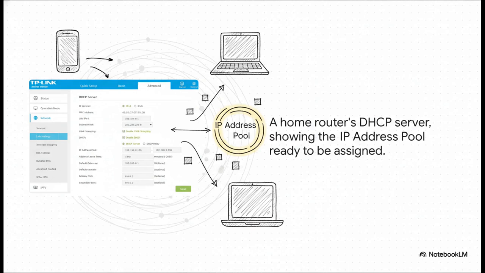And this is what it actually looks like in the real world. This is basically the control panel for the DHCP server running inside a normal home router. See that part that says IP address pool? That's it. That's the specific range of addresses the router has set aside, ready to lease out to any phone, laptop, or tablet that connects. It's automation in action, right there.